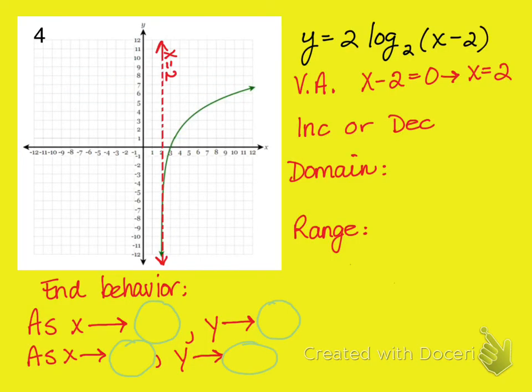So for the 4th problem, our vertical asymptote is at x equals 2. You set your vertical asymptote, x minus 2, equal to 0 and solve, and you get x equals 2 because you added 2 to both sides. Now, increase or decrease? Well, from left to right, from the left end of my green all the way to the right, my pen is increasing as far as the y values are concerned.